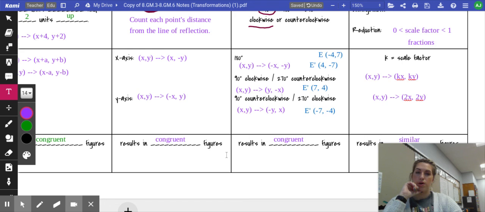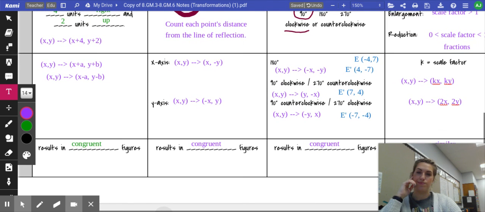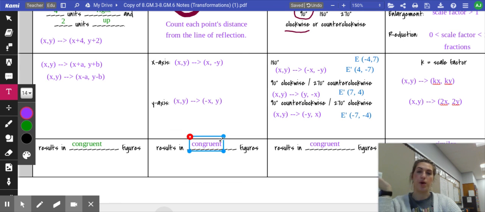Alrighty, so just familiarize yourselves with these rules. This is just, again, showing what's actually happening with the ordered pairs and the coordinate points and all that.